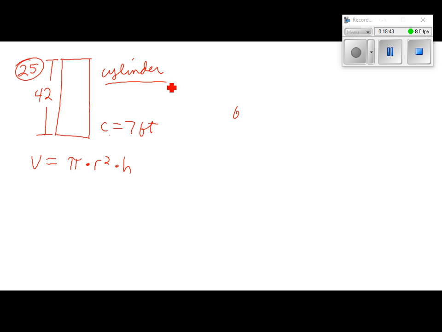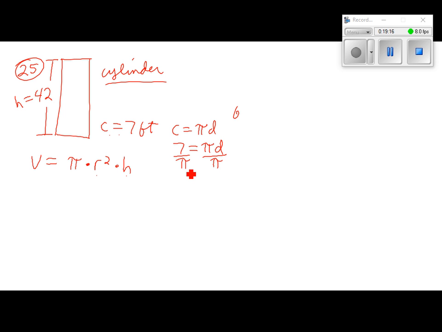When we look at this, we need the height and radius. Well, we know the height. The height is right here. That's the 42. The radius we can get from the circumference. Remember, circumference of a circle should equal pi times diameter. So they're telling us that the circumference is 7. And what we can do is figure out the diameter by dividing this by pi.